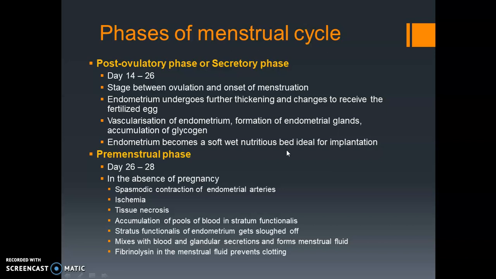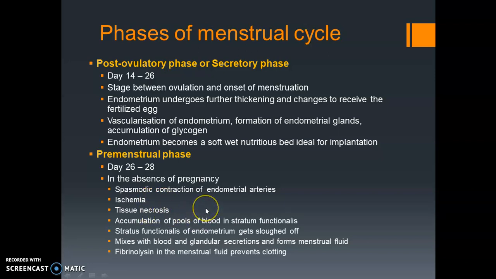The last phase of the menstrual cycle is the premenstrual phase, and it lasts from day 26 to day 28. In the absence of pregnancy, the capillaries in the wall of the uterus, that is the endometrial arteries, will undergo spasmodic contraction. That is, they will undergo contraction intermittently, and this will block the blood supply to the wall of the endometrium, and the endometrial tissue will be deprived of nutrients, and this condition is called ischemia. This will lead to the degeneration of the endometrial tissues, which is called tissue necrosis.